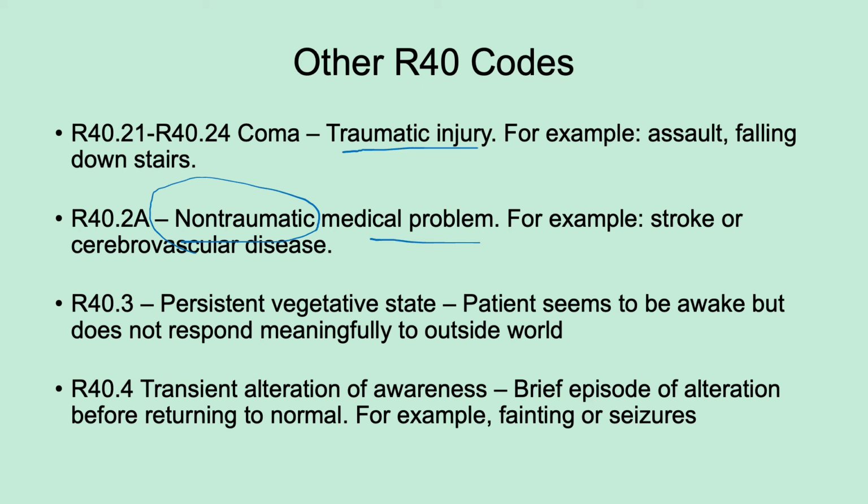R40.3, patient seems to be awake but does not respond meaningfully to the outside world. These patients seem to be somewhat asleep. This patient seems to be awake but is not responding at all to the outside world. R40.4, transient alteration of awareness, a brief episode before returning to normal, fainting, seizures, and then after it's over, the patient returns to normal. And I have to go into saying, why did this happen? But still, they're going back to more or less normal.